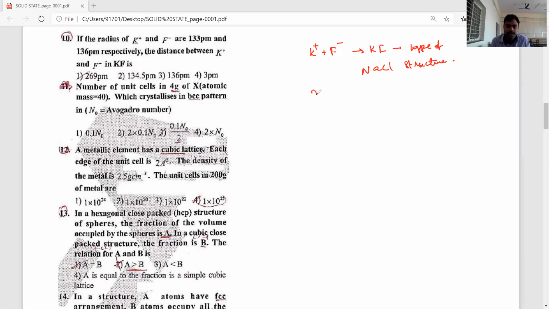Now, in this KF, the radius of K plus, how much did they give? The radius of K plus is equal to 133 picometers, and the radius of F minus they gave as 136 picometers. What is the distance between K plus and F minus? Imagine that this is a potassium atom and a fluorine atom. This is the nucleus of potassium, this is the nucleus of fluorine. This distance is nothing but the radius of K plus plus the radius of F minus.